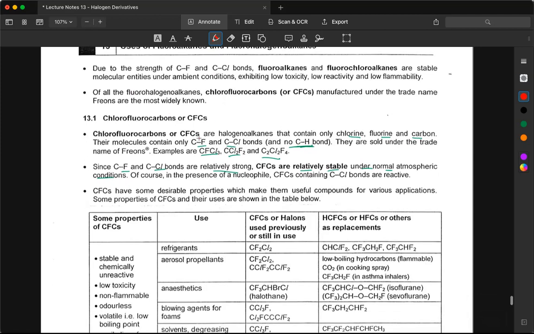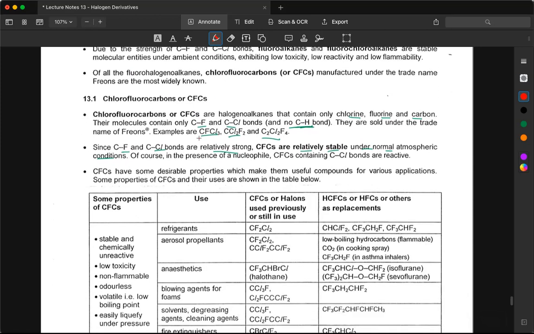So CFCs are halogenoalkanes that contain only chlorine, fluorine, and carbon. Their molecules contain only C-F and C-Cl bonds and no C-H bond. They are sold under the trade name of Freons. Examples are CFCl3, CCl2F2, and C2Cl2F4.